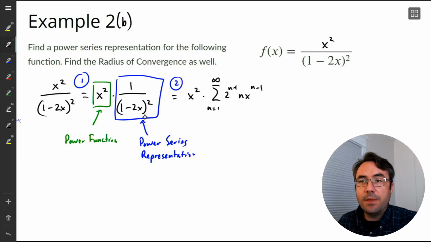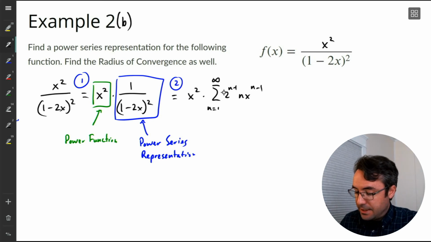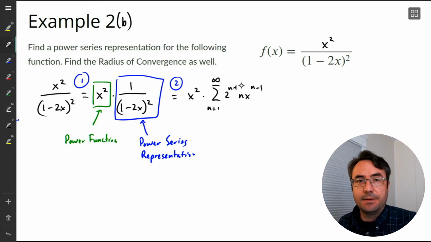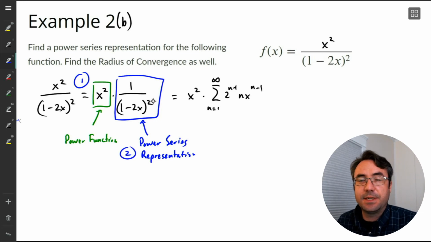So we went through and found this power series representation for 1 over 1 minus 2x squared, completely separate from that x squared. Once we had that result, now we're actually plugging that in. So really the power series here, we did that separately. That was like step 2, to get the power series representation for just this.